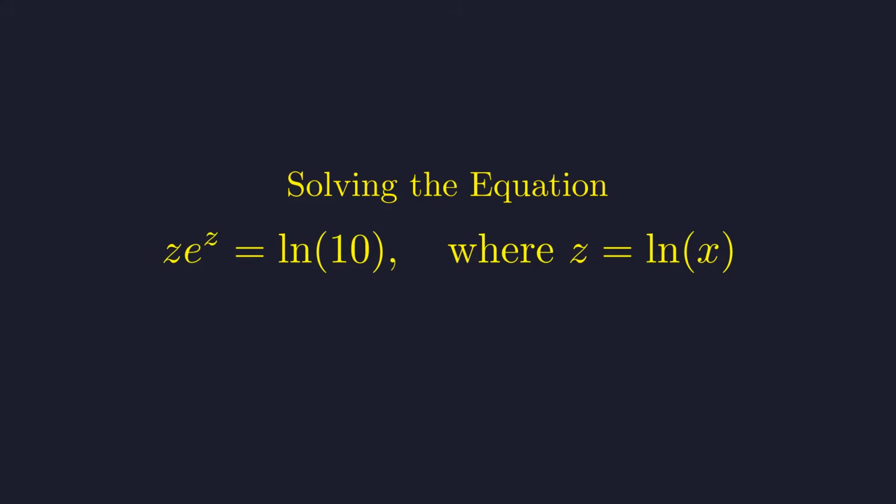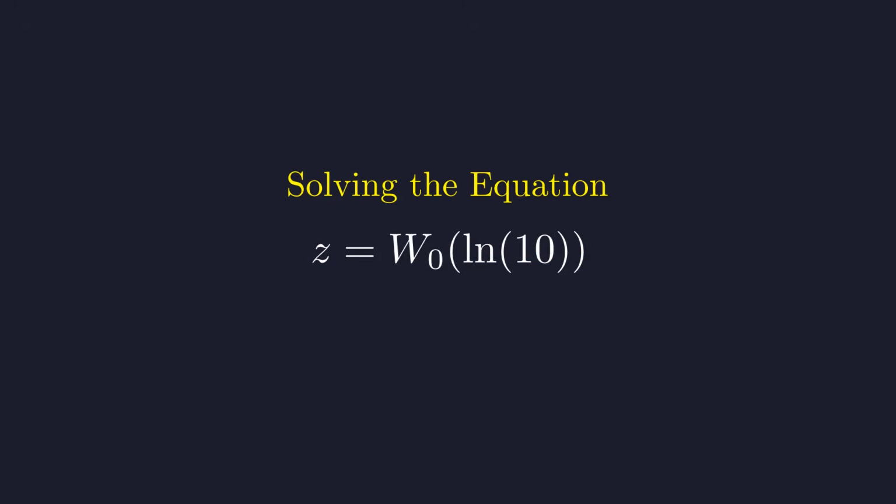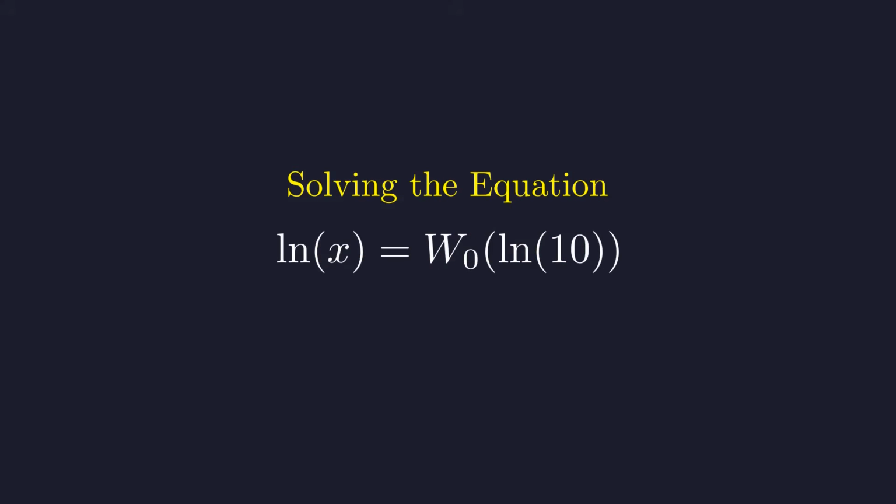By definition, we can now apply the principal branch of the Lambert W function to solve for z. This gives us that z equals the Lambert W function of the natural log of 10. Now, we simply substitute back the natural log of x for z. We are now on the final steps of isolating x.